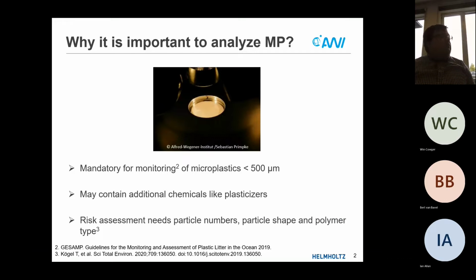Quite important to analyze microplastics, on the one hand, is we need to report not only if it's a plastic particle, but also the chemical identity, especially for small sized particles. They can contain other chemicals like plasticizers, and this is important for risk assessment as they need particle numbers, shape, polymer type, especially to cover the different type of plasticizers used on the materials.